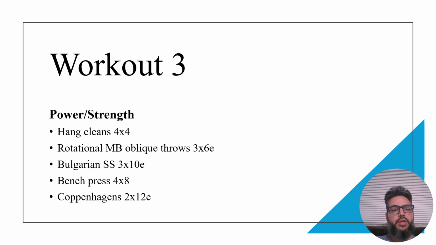Workout three, a power strength, hand cleans, 4x4, rotational, medicine ball, oblique throws. So again, when it comes to hitting the puck, there's a lot of rotation involved. So being able to strengthen that movement to be able to be a lot stronger would help. Some Bulgarians for unilateral work, bench press to be able to strengthen, again, the pushing motion. And then Copenhagen's special exercise for concentric and isometric strength in the adductors, and we'll see a little bit more about this specific exercise.